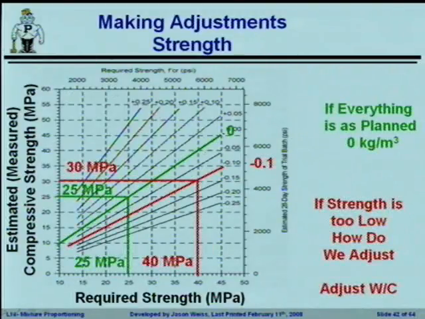If everything's planned, again, you're along the green line. You don't do anything at all to the system. What you would notice here is if you're not where you want to be, you might have been designing for 40 MPa, you got 30 MPa. You'll notice that you fall along a line that has a minus 0.1. This is the adjustment that you would make to the water to cement ratio. So you would drop the water to cement ratio by a value of 0.1, which is a fairly severe change to the water to cement ratio of the system.